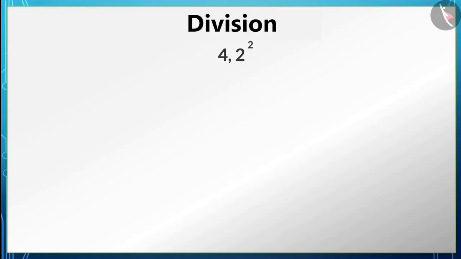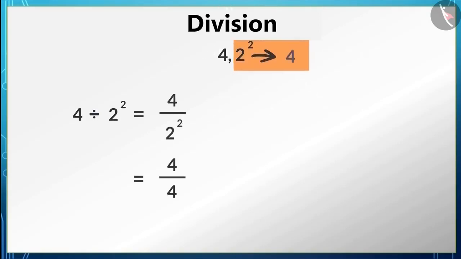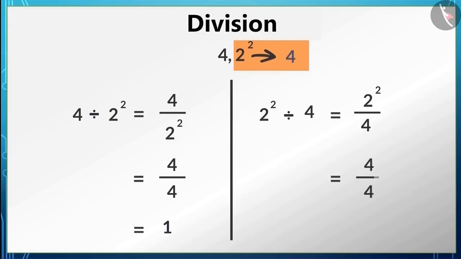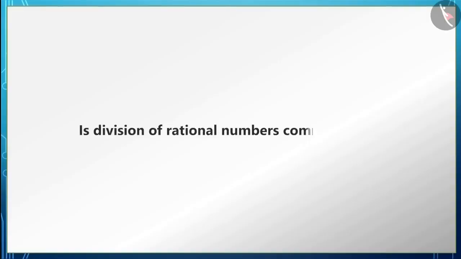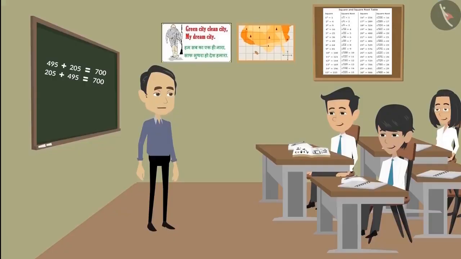Now look at the two rational numbers given here and divide them in this order, keeping in mind that 2 to the power of 2 is 4. Now change the order of these numbers and then divide them. What did you understand from this? Sir, here the answer in both situations is the same. Children, considering this one example, can we say that the division of rational numbers is commutative? Let's see some more examples.